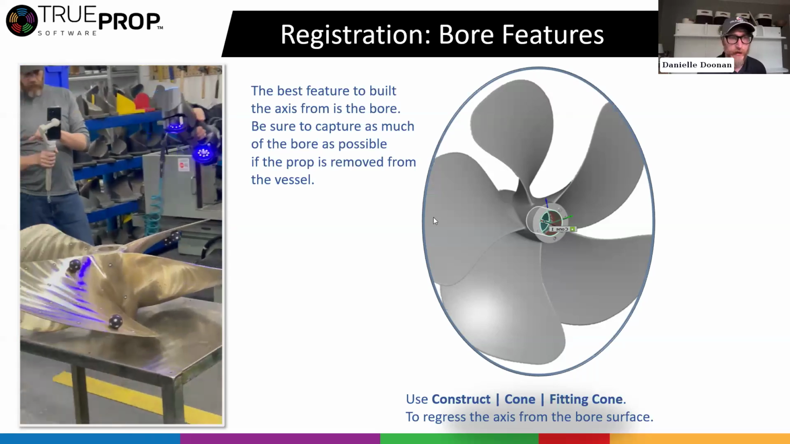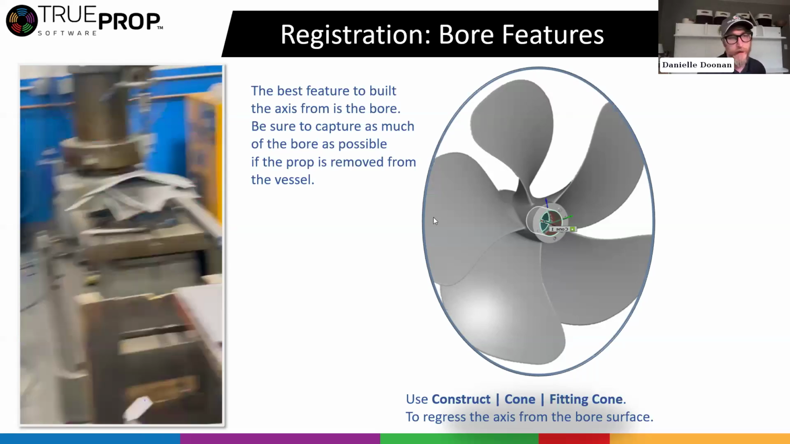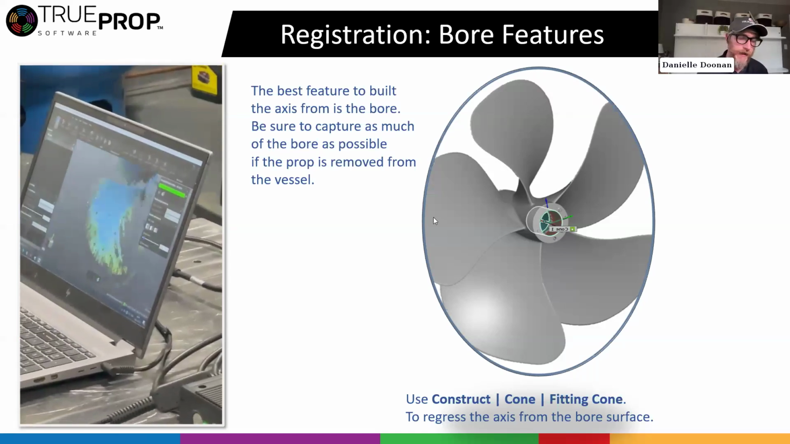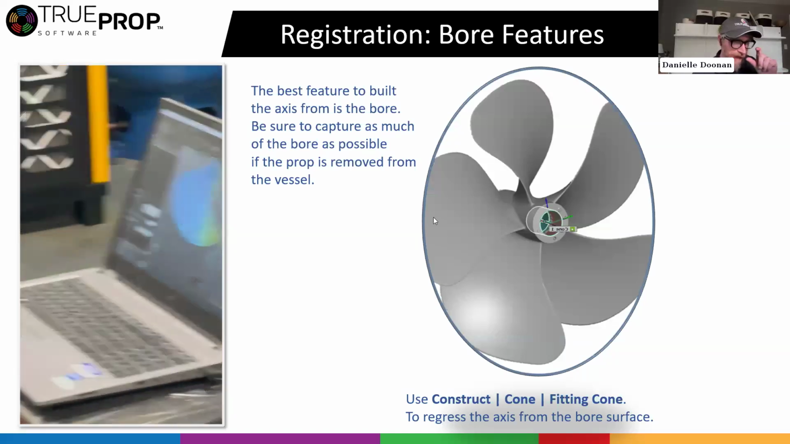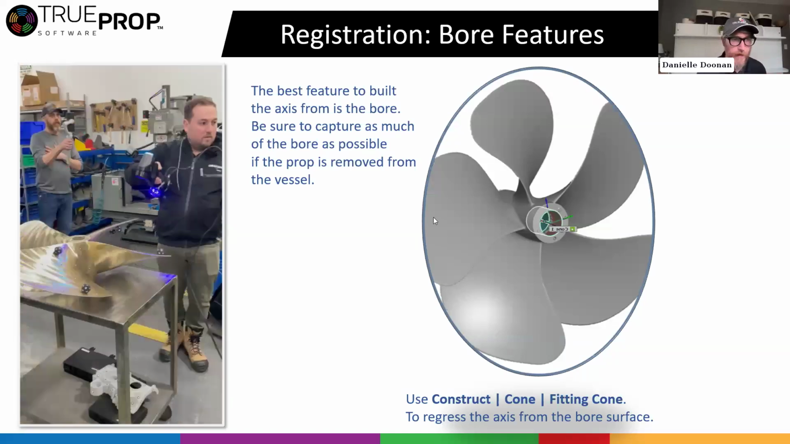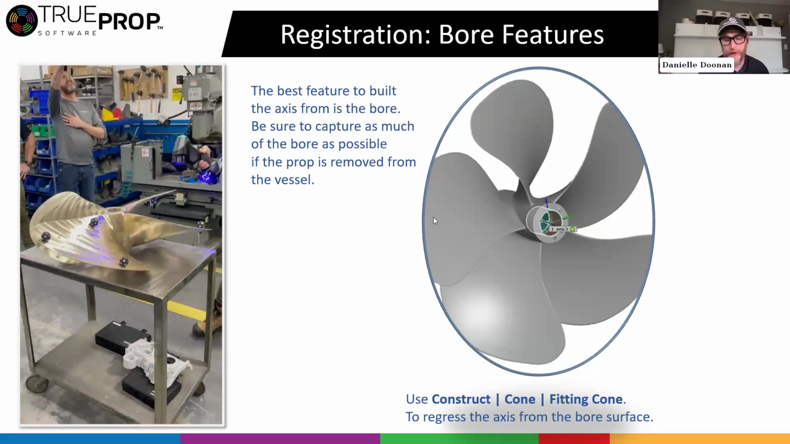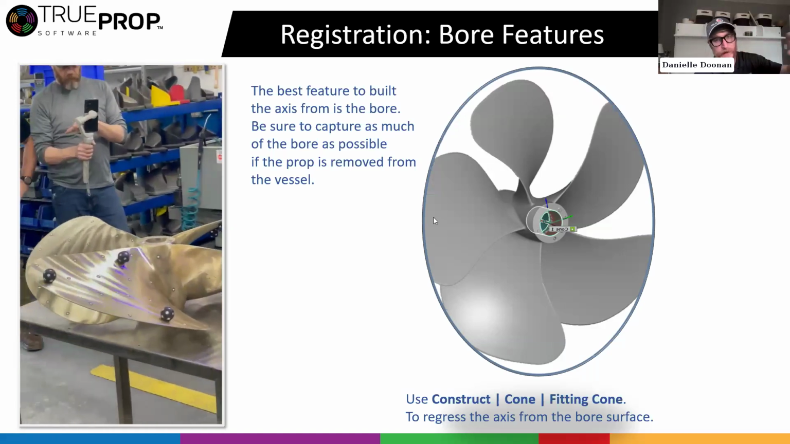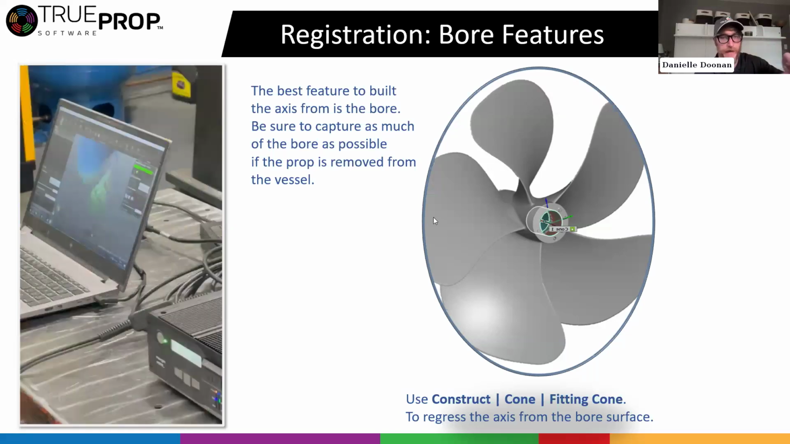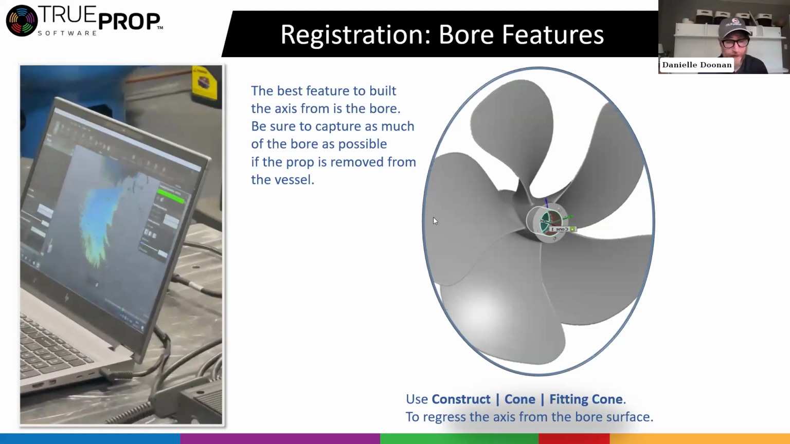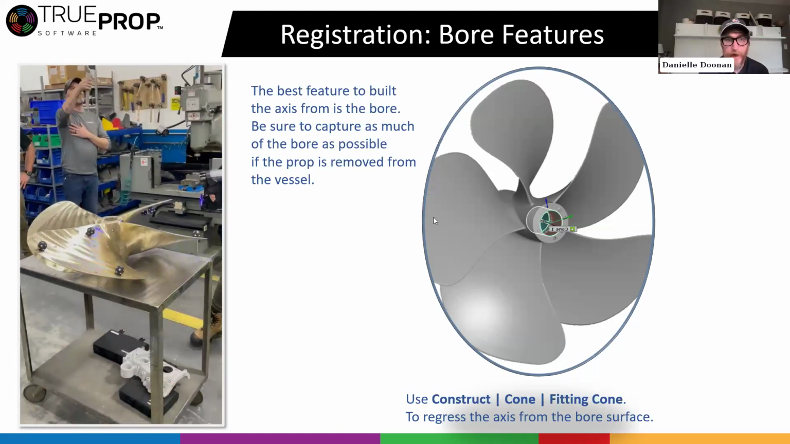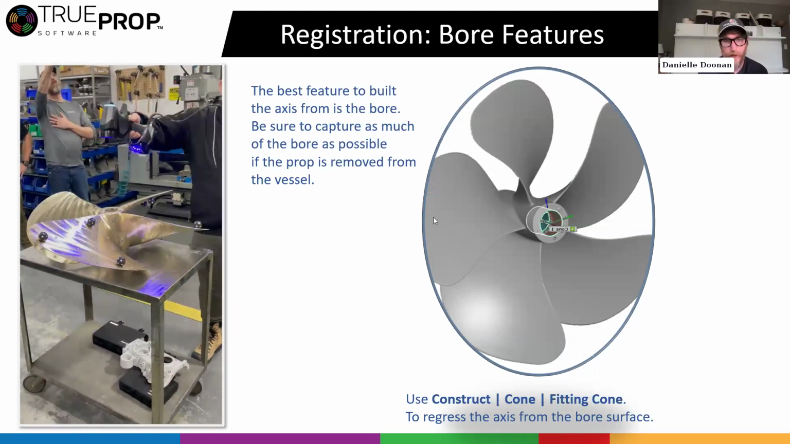So, in this situation here, the propeller's off the ship. It's sitting in the shop. We can scan it right there, and because there's no shaft or anything blocking us, we can actually get the bore of the prop itself. So that's the best situation. You actually capture the interior of the bore, and that gives you the cylinder features that we need to find that axis of rotation. The bore obviously dictates how the propeller sits on the shaft, and so that's the best feature to use for alignment.